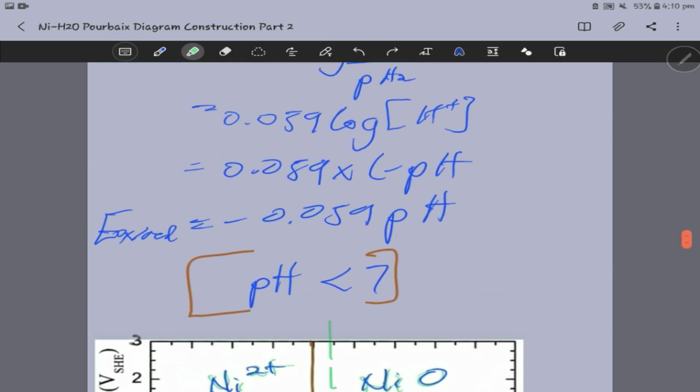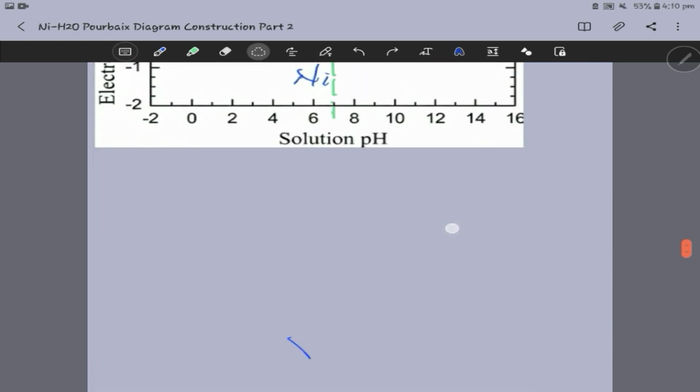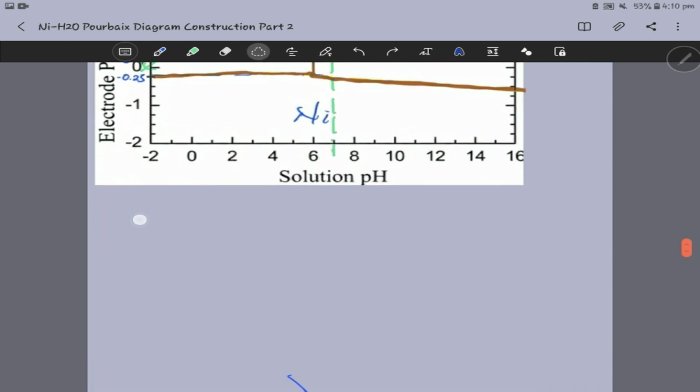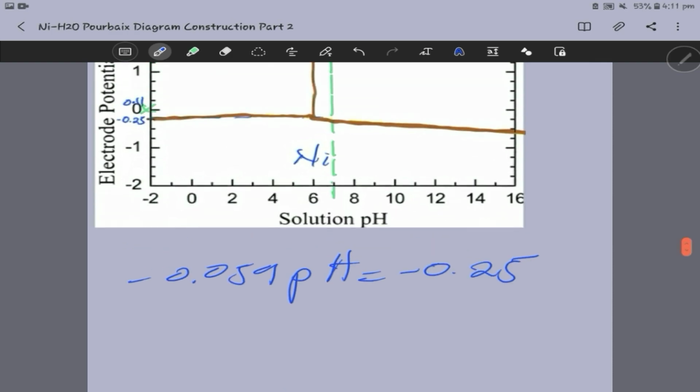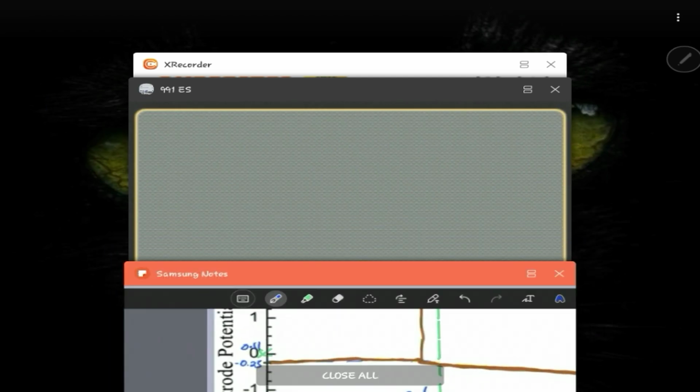So the equation that we had was this: 0.059 minus 0.059 pH, which is for this particular equation 5 we are talking about. And because it is a decreasing slope line, it definitely crosses the horizontal line where we have the EH to be minus 0.25. So with this, we should be able to find the pH, or the point where the line you're about to draw intersects that particular line. That's the next thing we are doing.